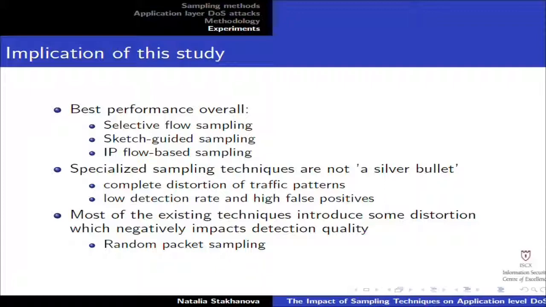Specialized sampling techniques, I think, failed just miserably. They do not retain traffic, they do not retain the volume, and they do not retain the characteristics of the traffic, unfortunately. So by no means are they able to provide good detection. Now, another interesting point that I wanted to mention here is that, of course, a lot of sampling techniques generally reduce the size and the pattern. This is common. It's just a matter of to what extent.